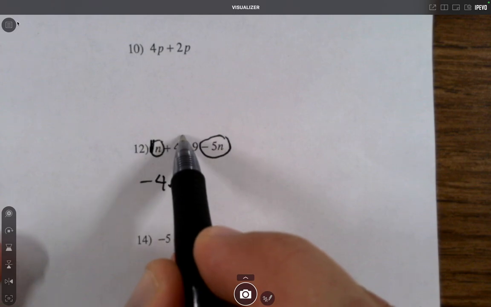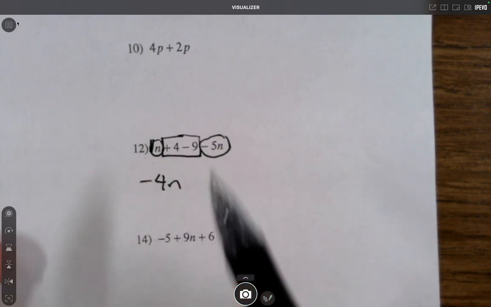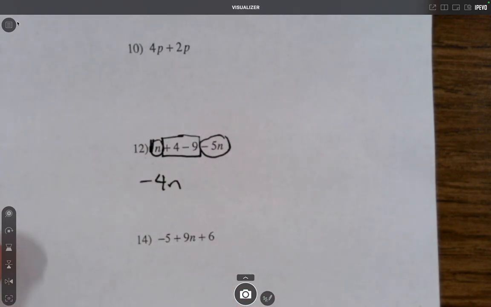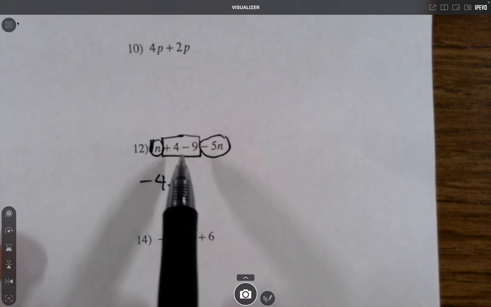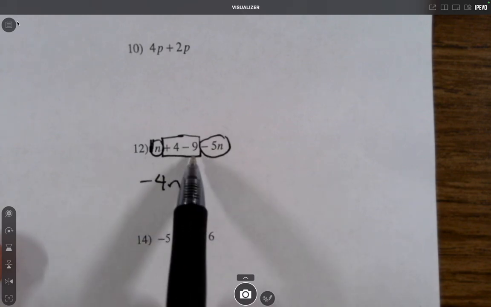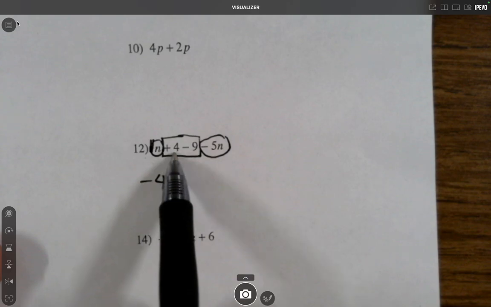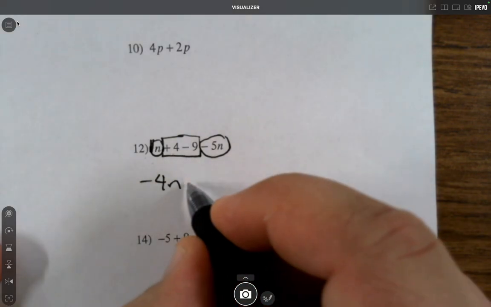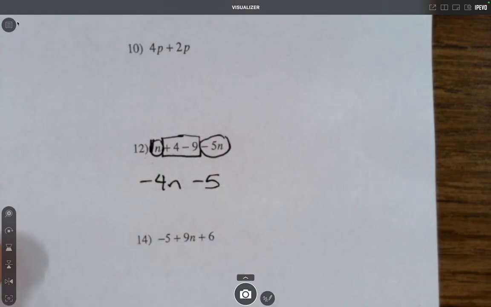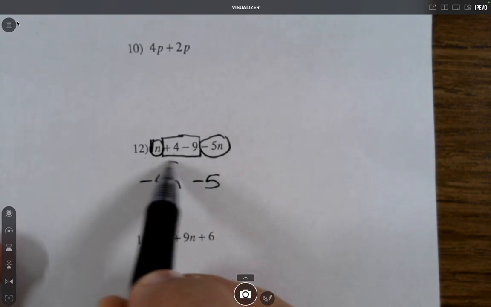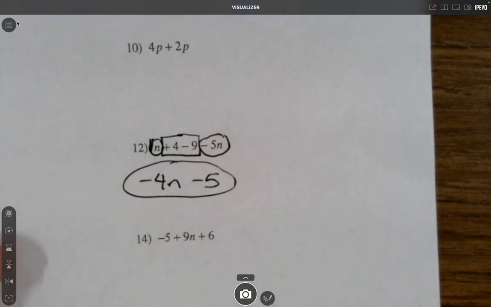Now in the middle here, these two constants are also like terms. Because that has no variable, that has no variable. These are constants, they're like terms. So we have +4 minus 9, which gives us -5. So this expression, simplified, is -4n minus 5.